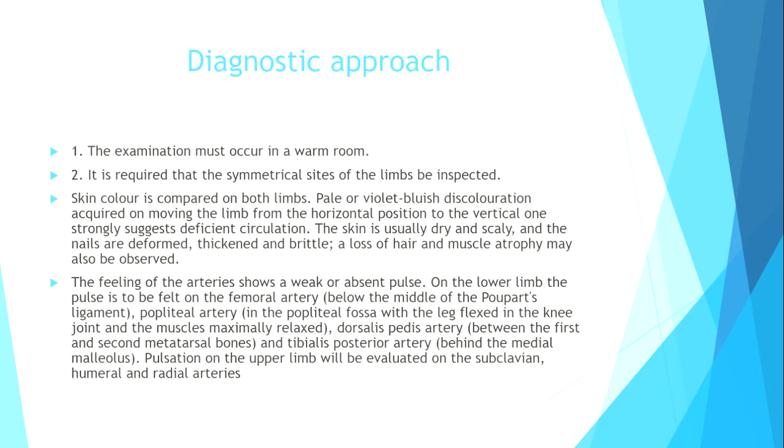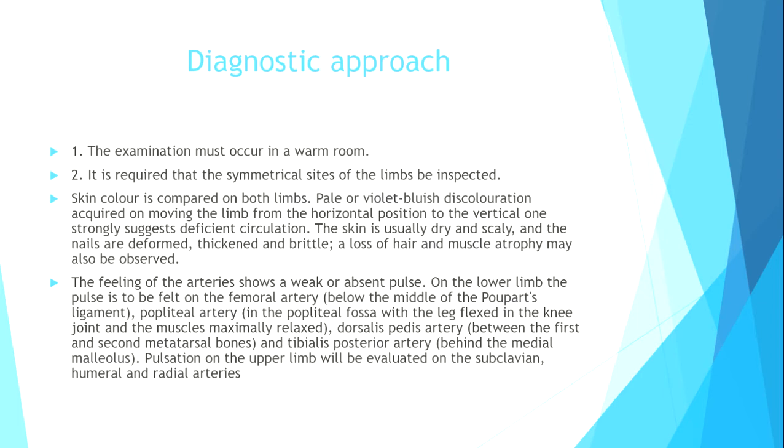Diagnostic approach. First, the examination must occur in a warm room. Second, it is required that the symmetrical sides of the limbs be inspected. Skin color is compared on both limbs. Pale or violet bluish discoloration acquired on moving the limb from the horizontal position to the vertical one strongly suggests deficient circulation. The skin is usually dry and scaly, and the nails are deformed, thickened and brittle. A loss of hair and muscle atrophy may also be observed.